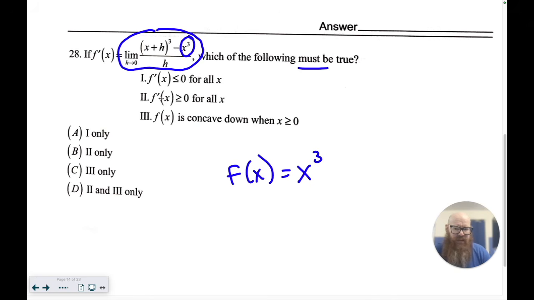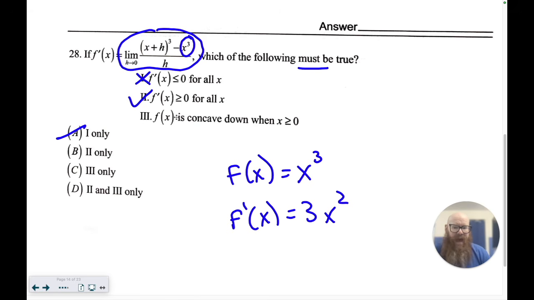And then they're asking us questions about f prime. Well, f prime of x is 3x squared. Okay. Well, is f prime of x always less than 0? No, that doesn't seem to make sense because x squared is always positive. So f prime of x is always greater than 0. So that's true, and that's not.